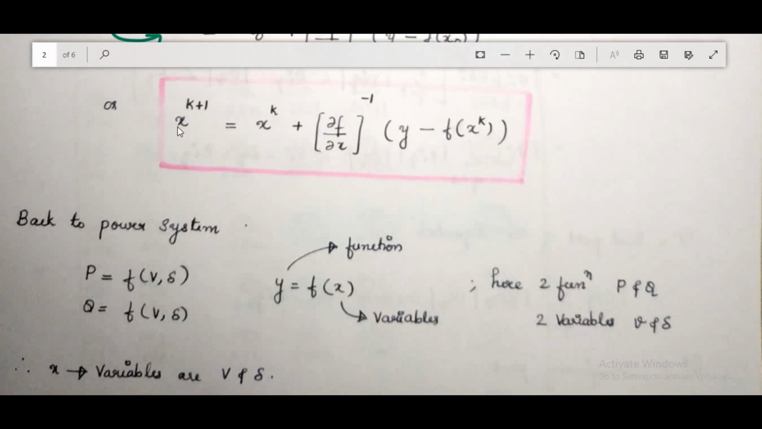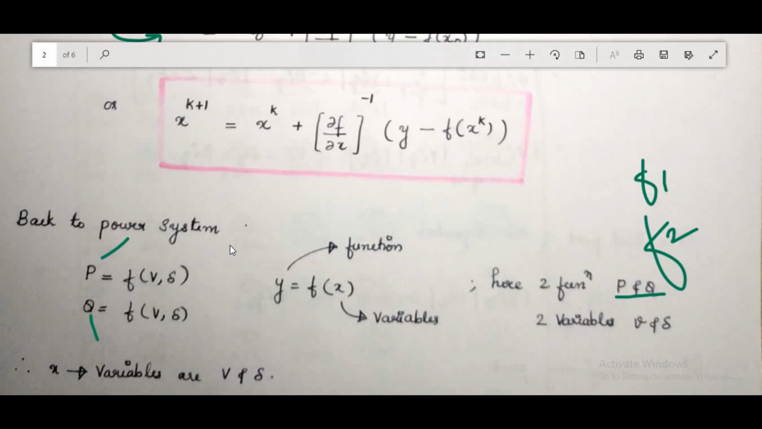As per this, we can say that x is a variable and y is a function. Now coming to our power system, I can say that P is a function of voltage. Here for simplicity I am not representing modulus, simply V here means magnitude. Okay. So P is a function of V and delta. Q is also a function of V and delta. So I can say that in a power system I have two functions. The first function is P and the second function is Q. Okay, I have two functions. Function 1 is P and function 2 is Q.